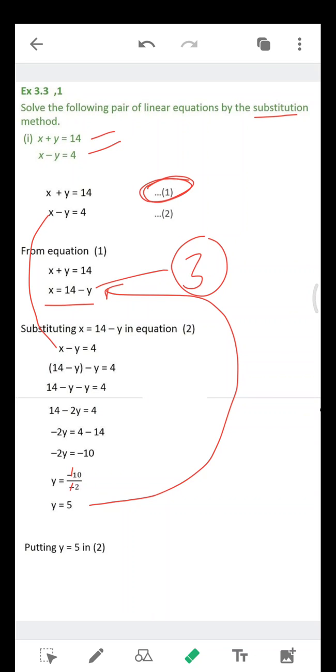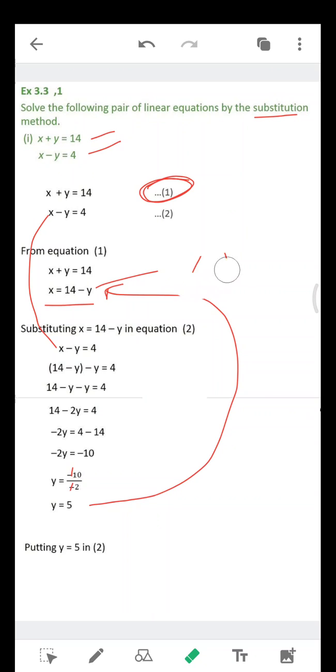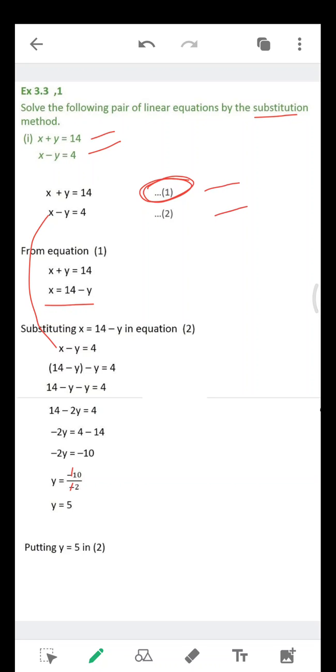So let's substitute in 2 only without any confusion. This value of y I'll put in equation number 2. You can substitute in any equation, keep this in mind. You can substitute in 1, you can substitute in 2, you can substitute in 3 also. That's your choice. So I am substituting in equation 2 and I'll get the value of x.